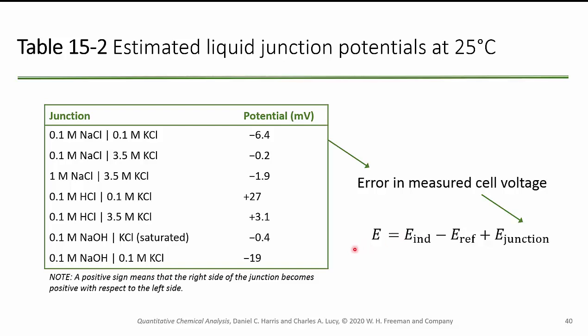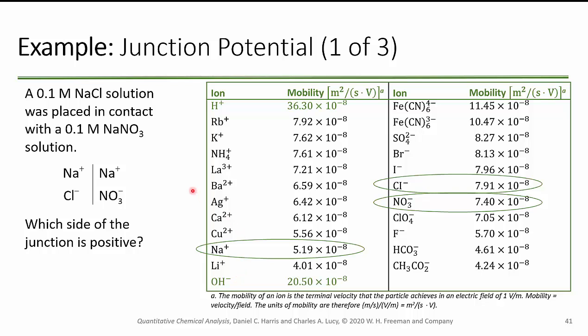All right. We can estimate those. If I've got a 1 molar sodium chloride, potassium chloride salt bridge, that potential is going to be about 6.4 millivolts. So we're going to apply that as a correction factor to our measured cell if we want to find out the potential of our indicator. We're just going to adjust things by this little bit over here. A positive sign means that the right side of the junction potential becomes more positive with respect to the left-hand side.